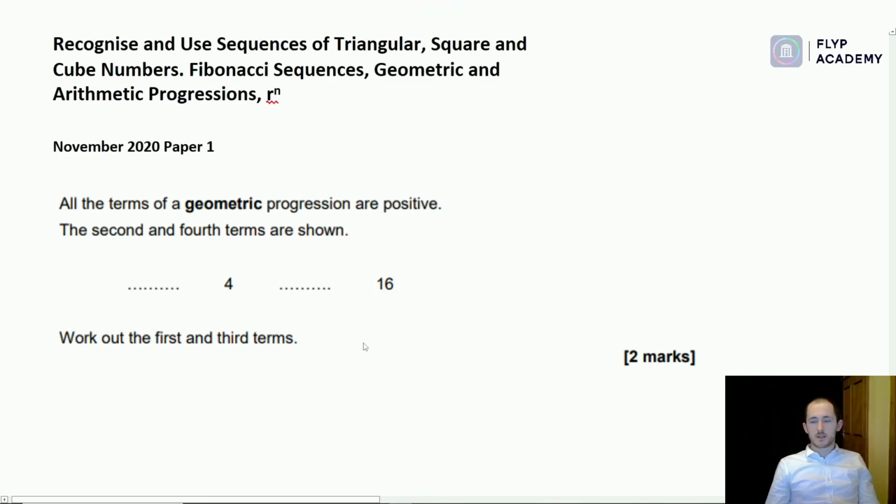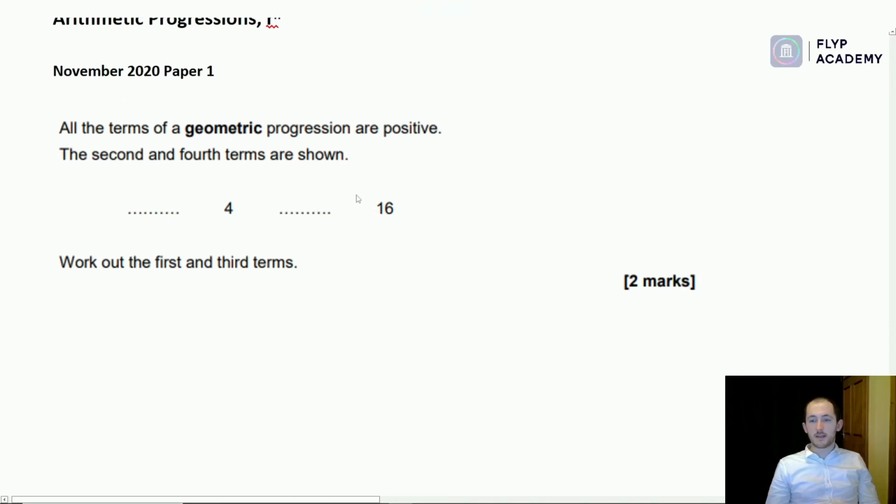Okay, so what you do here is, with a geometric progression, each time it's going to times by a certain number. So what you'd normally do is you'd divide the two terms next to it. But you can't do that because it skips a term. So you do 16 over 4 is 4. So you know that to get there is times by 4.